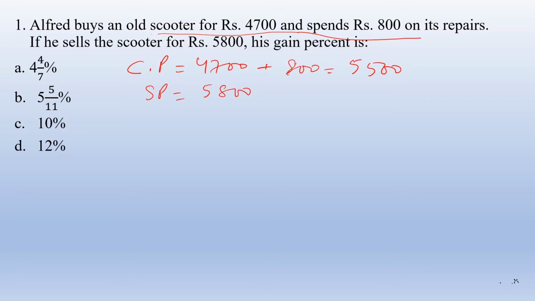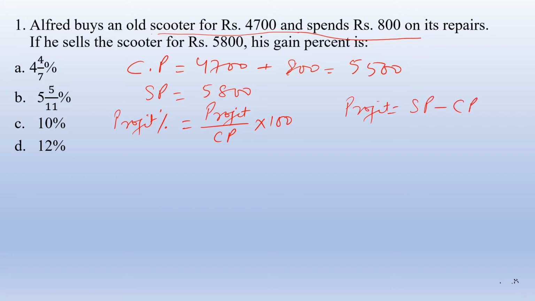The question asked here is we have to find the profit percentage or the gain percentage, which is given by the formula: profit percentage is equal to profit divided by cost price multiplied by 100. In case you don't know the formula, you can click the I button at the right top corner of the screen to find the video about the formula regarding profit and loss. And the formula for profit is profit equal to selling price minus cost price.